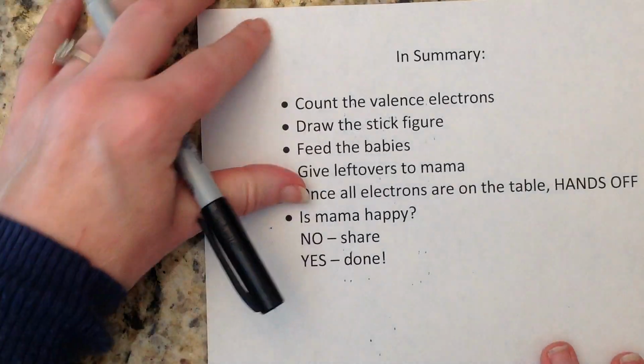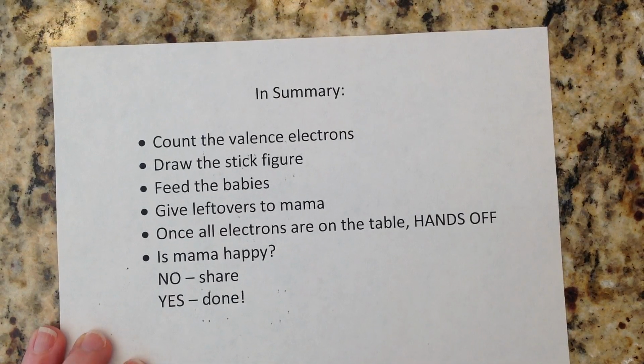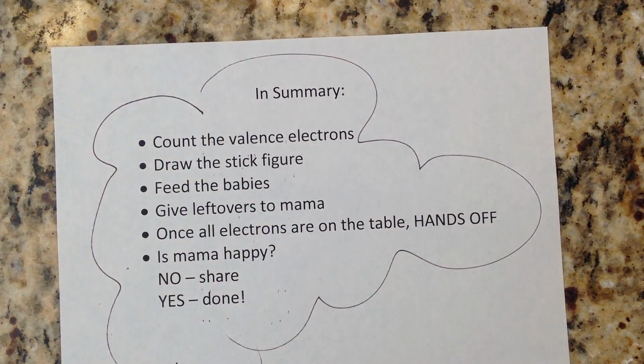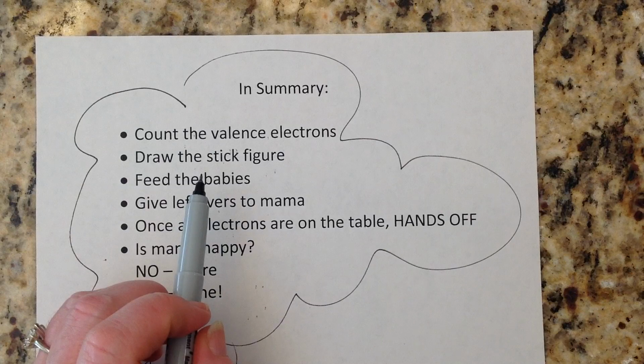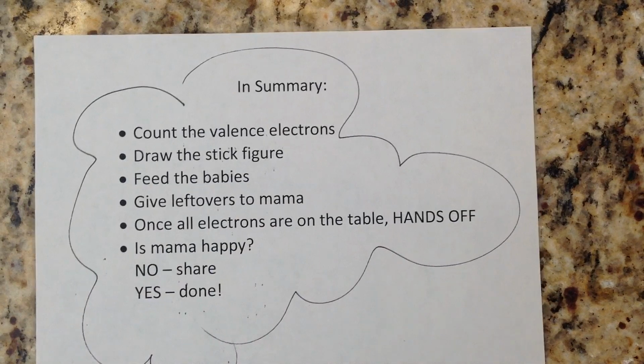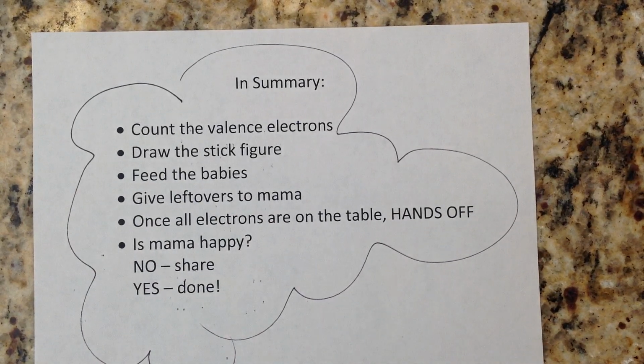So in summary, and hopefully everybody's got this now, it's actually very easy. We're just going to make it super simple here. And I do think the mama and the babies make it really easy to think about. It's just a different way of looking at it. Definitely not super technical, but just an easy way to think about it. We count the valence electrons, we draw the stick figure, we feed the babies, we give leftovers to mama. When all the electrons are on the table, hands come off, and we ask ourselves the million-dollar question: is mama happy? If she's happy, we're good to go. If she's not happy, then sharing comes in, and that's where we get our double and triple bonds.